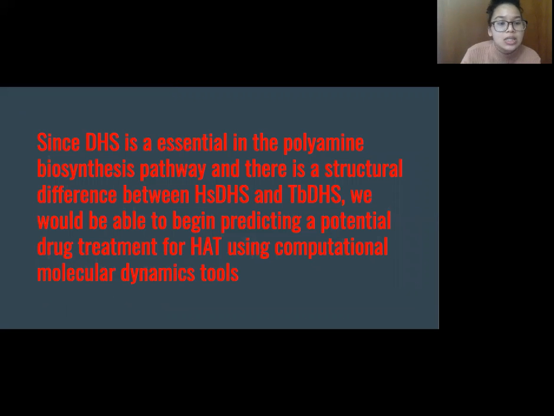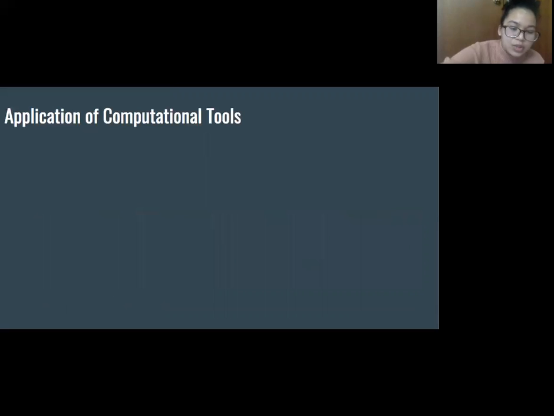Since DHS is essential in the polyamine biosynthesis pathway and there is a structural difference between human DHS and T. brucei DHS, we would be able to begin predicting a potential drug treatment for HAT using computational molecular dynamics tools. So the next question is, how are we going to apply computational tools?